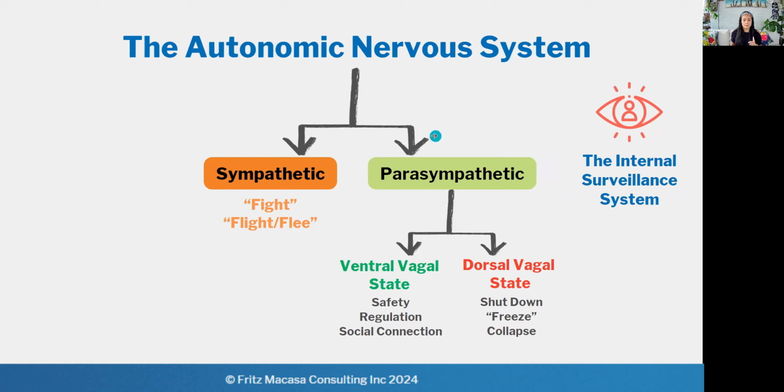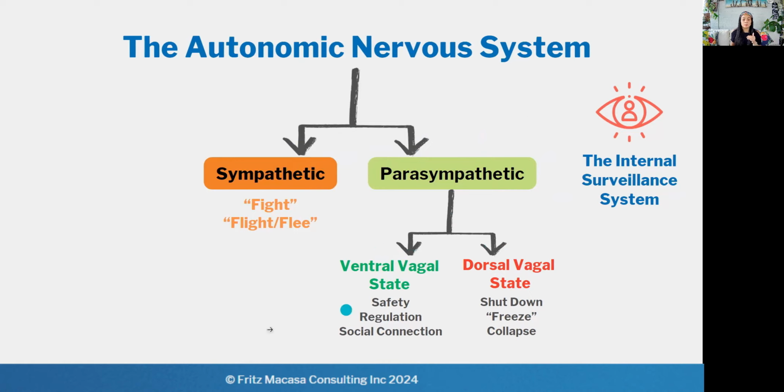And within the autonomic nervous system, there are two main branches, the sympathetic nervous system and the parasympathetic nervous system. And within the parasympathetic nervous system, we have two very different states, the ventral vagal state and the dorsal vagal state.